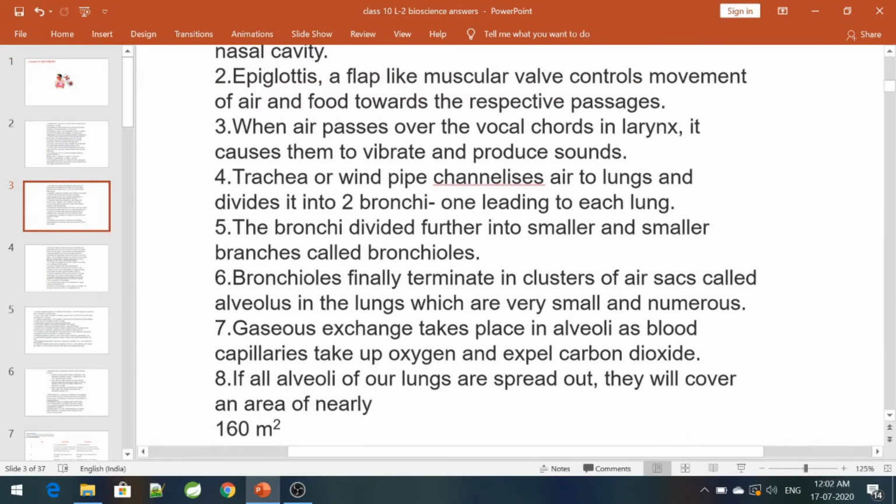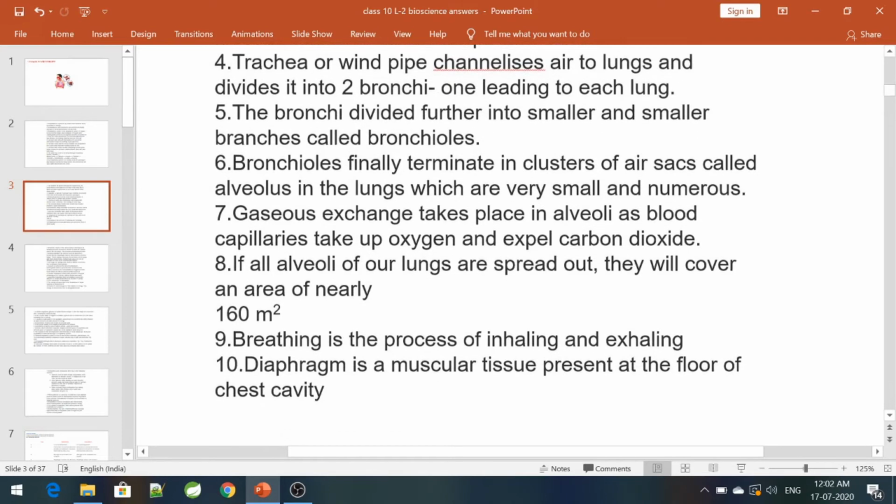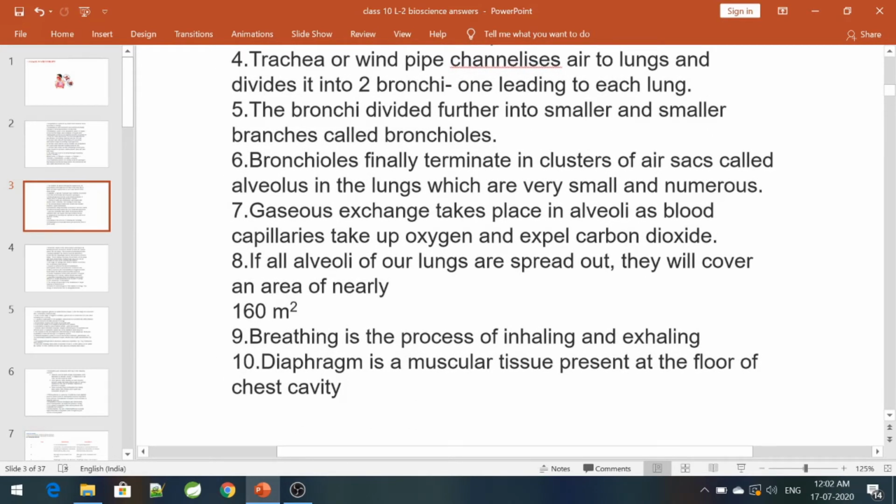Bronchioles finally terminate in clusters of air sacs. What do they terminate into? Air sacs called alveoli in the lungs, which are very small and numerous. Gaseous exchange takes place in the alveoli as blood capillaries take up oxygen and expel carbon dioxide. If all the alveoli of our lungs were spread out, they would cover an area of nearly 160 square meters. See how many alveoli are present in our lungs.